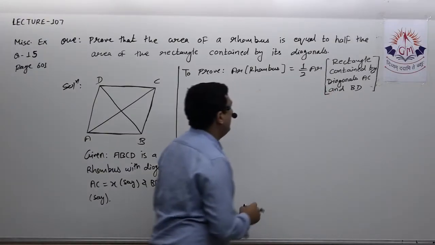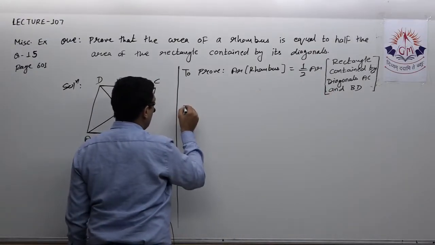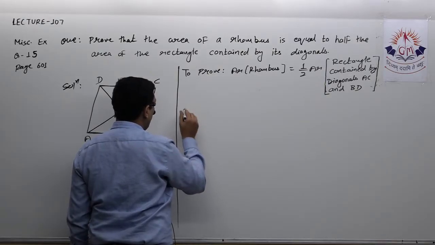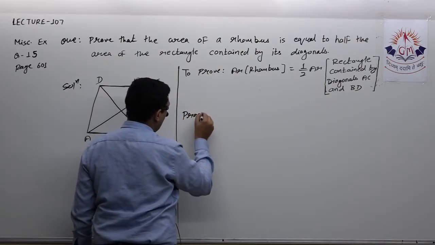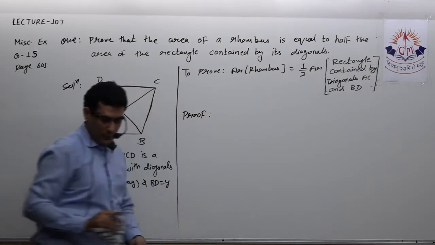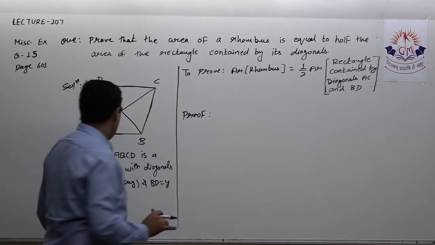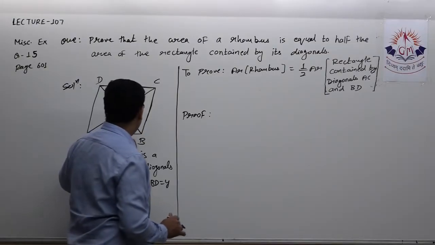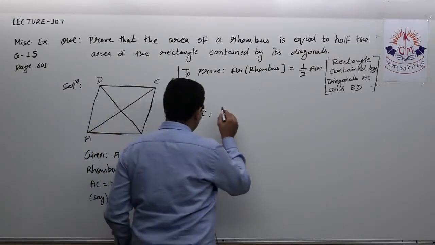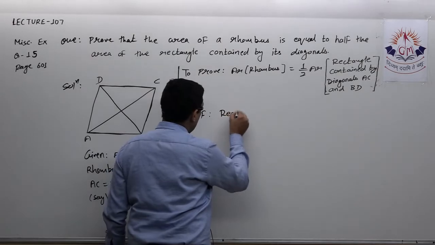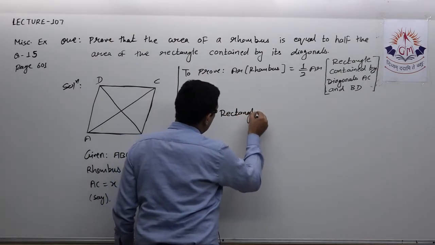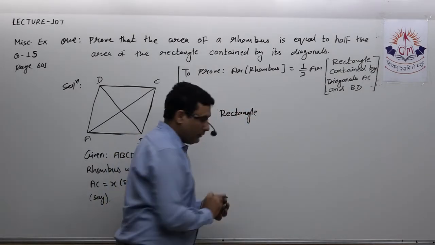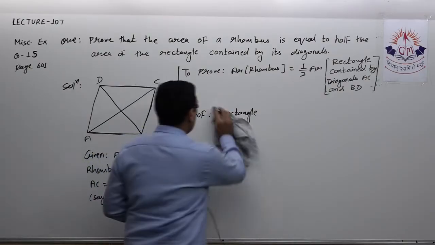Okay, exactly that we have to prove. So let us see how to prove. It's not that much difficult. Okay, so first of all we'll describe the rectangle contained by diagonals will be a rectangle.